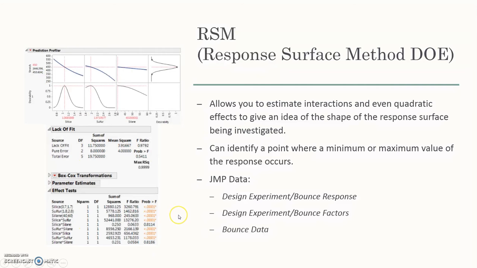These are results looking at tire bounce data in JMP. So they're trying to find out which combination of silica, sulfur, and silane produce the optimal stretch in a tire.